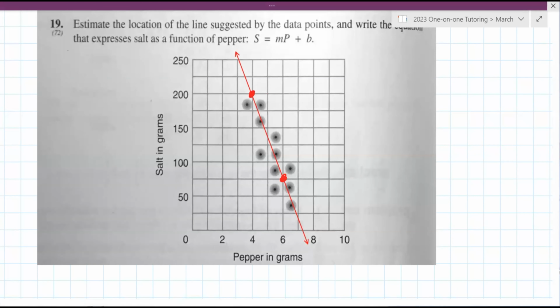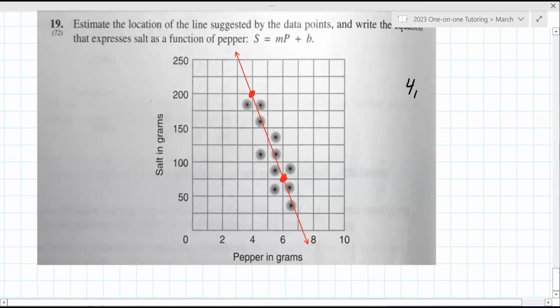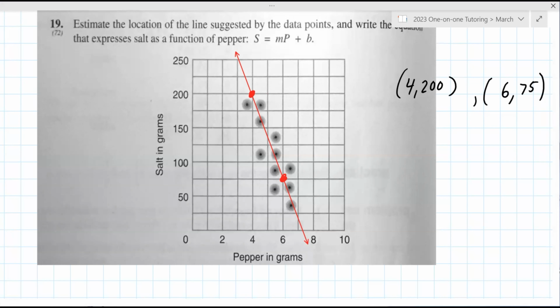So ordered pair number 1 is (4, 200). Ordered pair number 2 is (6, 75). All right. Will you calculate the slope? You can either do that graphically or using the slope formula. Let's use the snazzy new iPad to calculate.